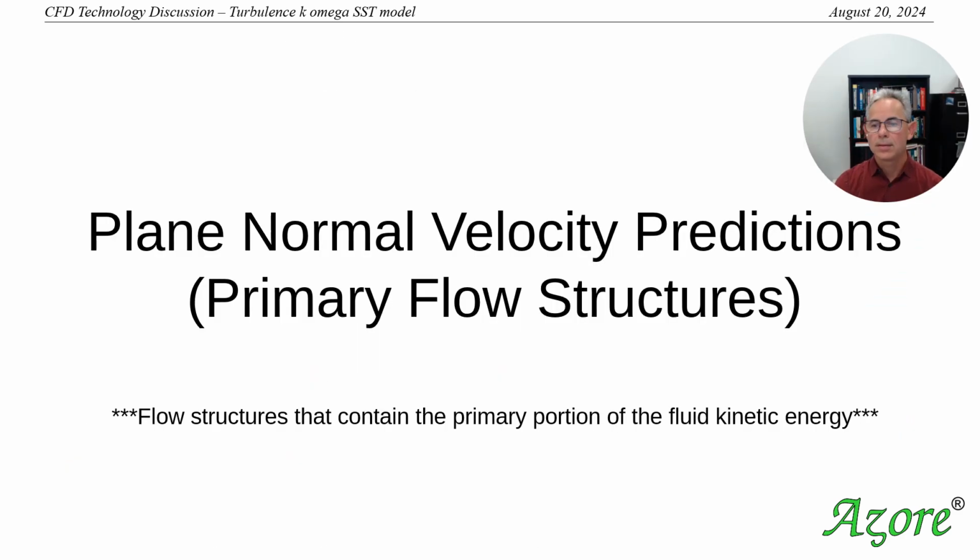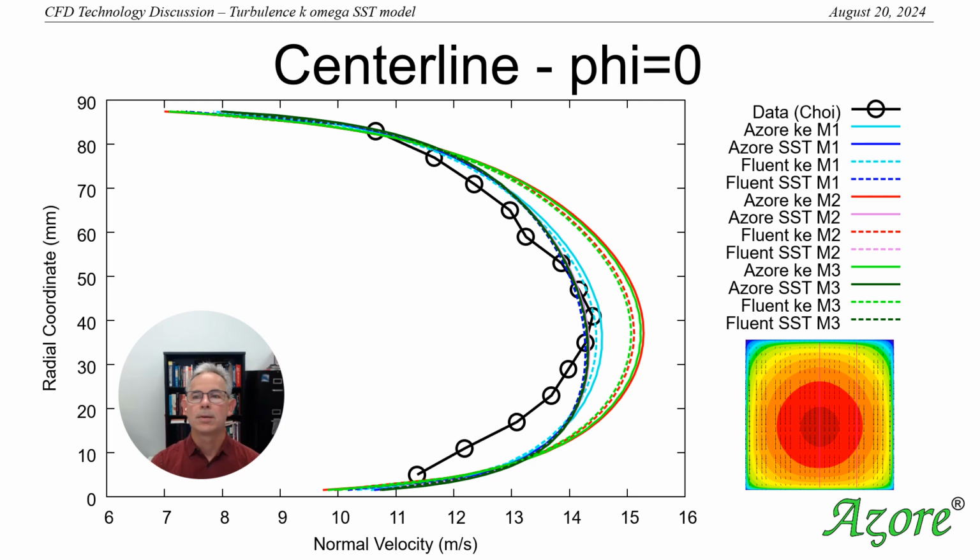So now let's look at the solutions themselves, at where the data is taken, and we're going to start by looking at the primary flow structures. That's the normal velocity as it goes around the bend. Those are the flow structures that contain the primary kinetic energy, most of the kinetic energy in this problem. Let's talk a little bit about how this data is going to be presented here.